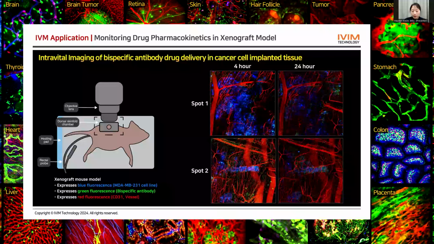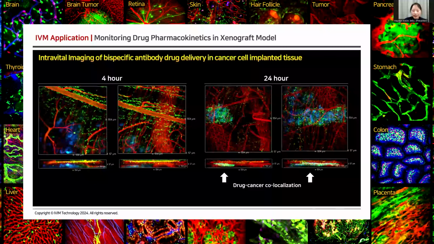To explore this, we injected a triple negative breast cancer cell line into the dorsal skin fold chamber model, followed by the injection of the bispecific antibody drug. Subsequently, we conducted imaging at 4 and 24-hour time points post-injection of the drug. The data on the right shows that the drug labeled in green was observed within the blood vessels at the 4-hour time point. But by the 24-hour time point, we could see that bispecific antibodies actively moved toward the breast cancer tissue to be colocalized.